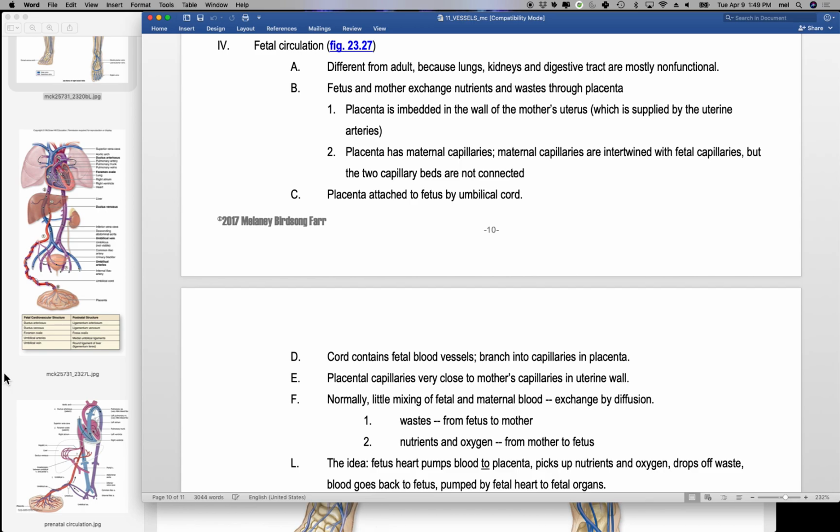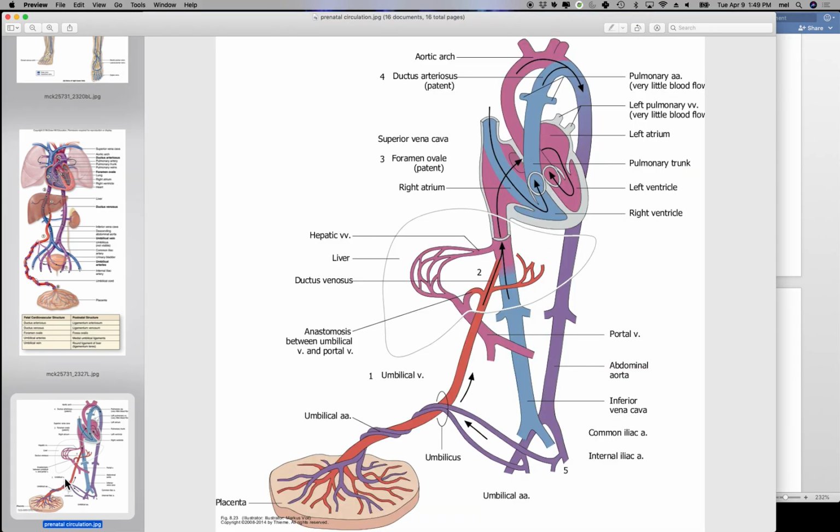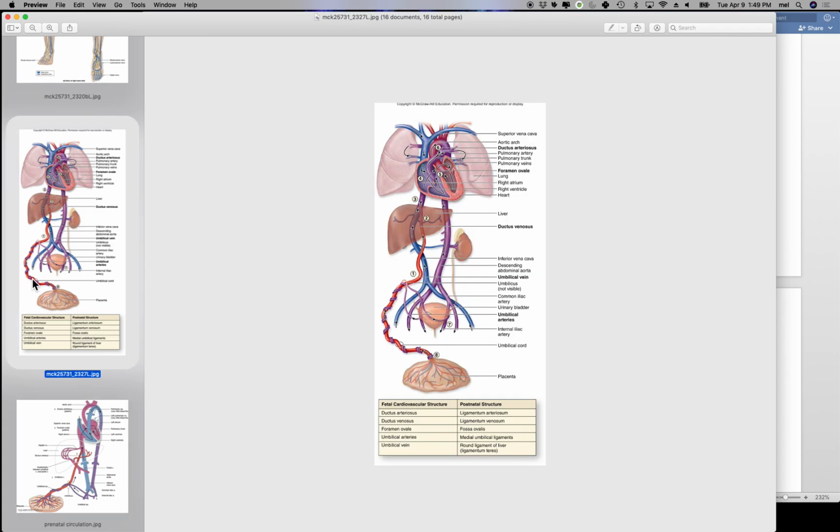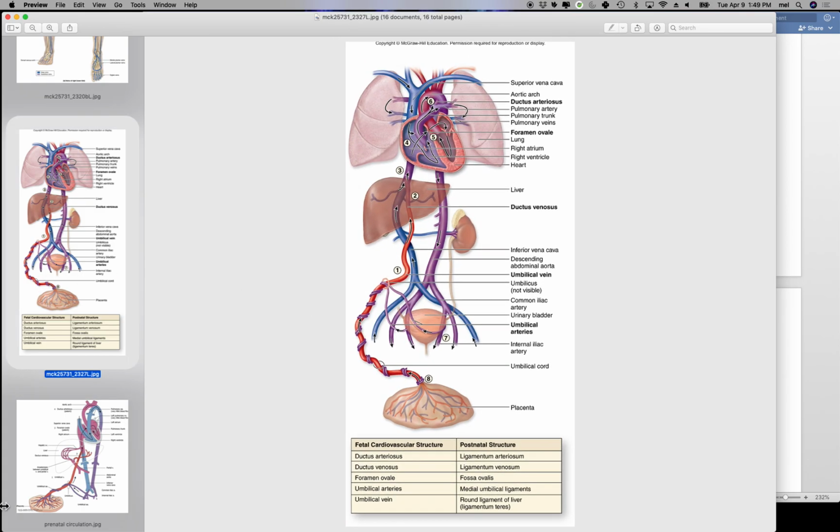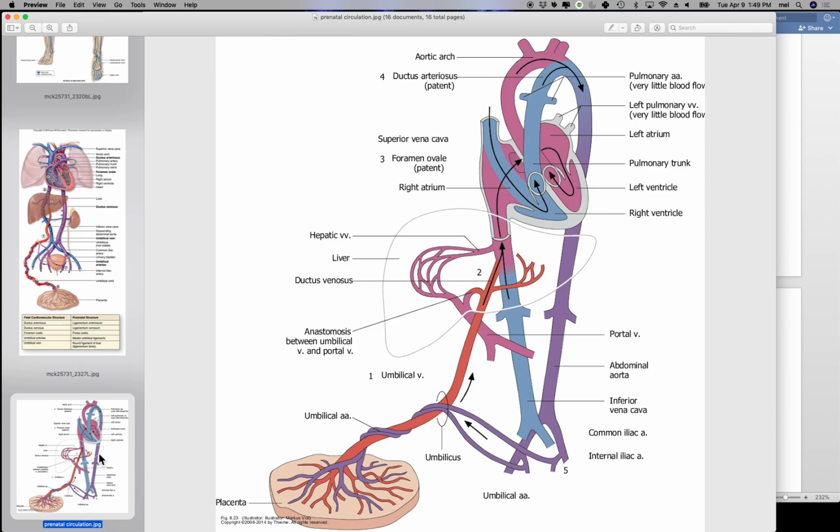All right, so before we get to that, let's talk about fetal circulation. So here's the picture from your textbook right here. I kind of like the other one better, though, because it's a little simpler and a little bigger.